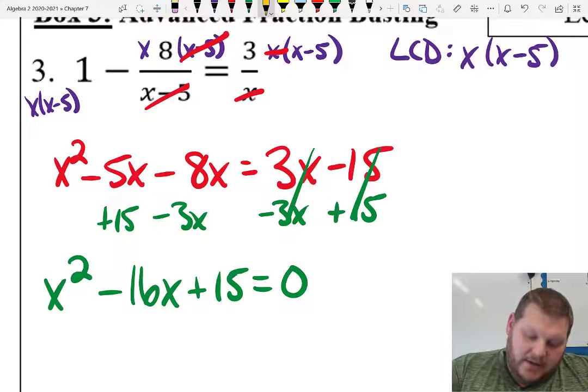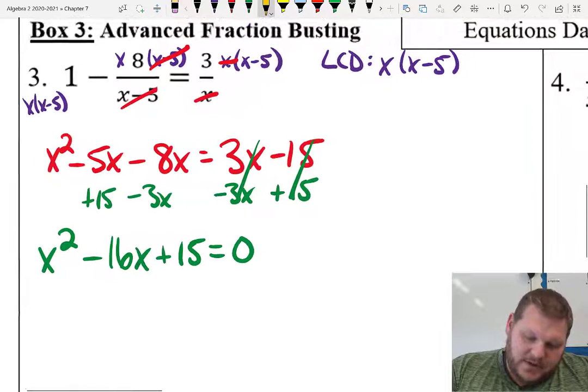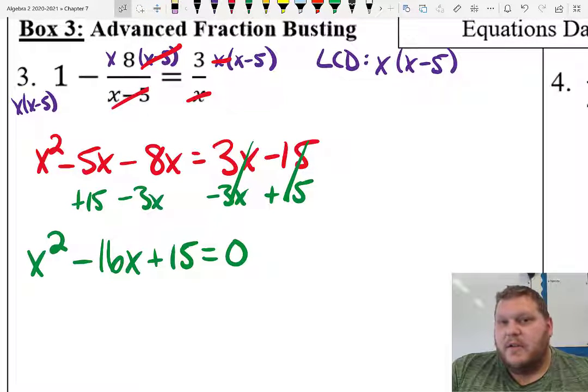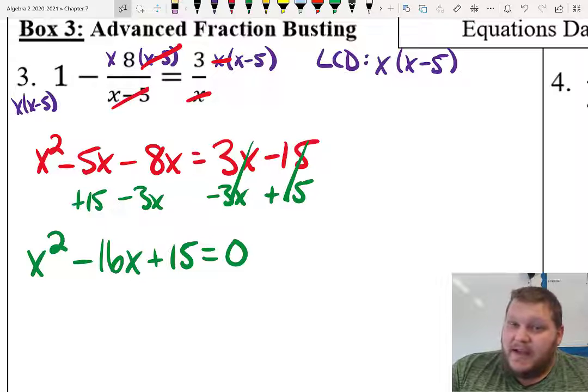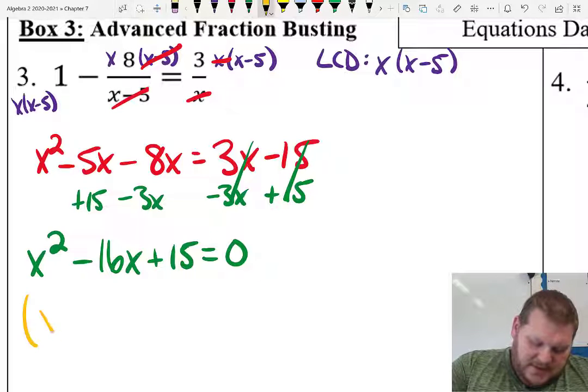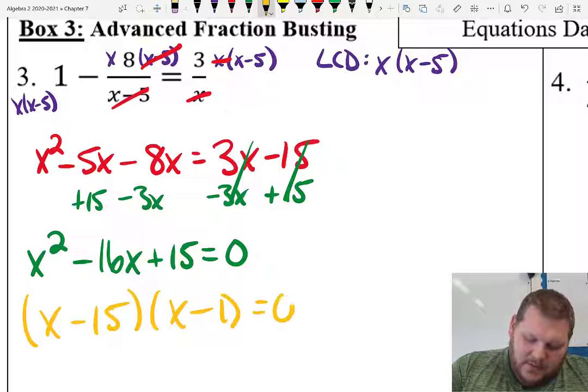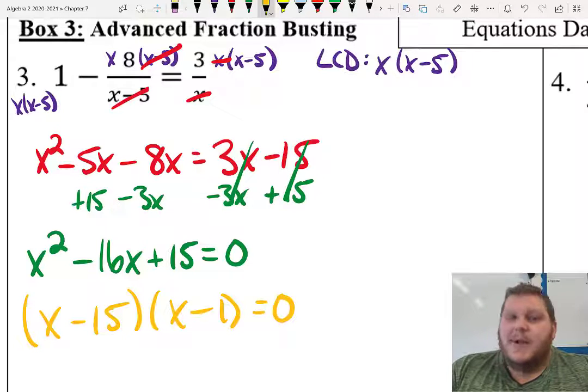So from here, I can go ahead and factor. That is just a regular old school two-parenthesis factoring method. I'm trying to figure out what multiplies together to give me a positive 15, but adds up to a negative 16. And as we've seen, the only way that's possible is if they're both negative. In this case, specifically, it's negative 15 and negative 1 that multiply together to give me 15, but add up to negative 16.